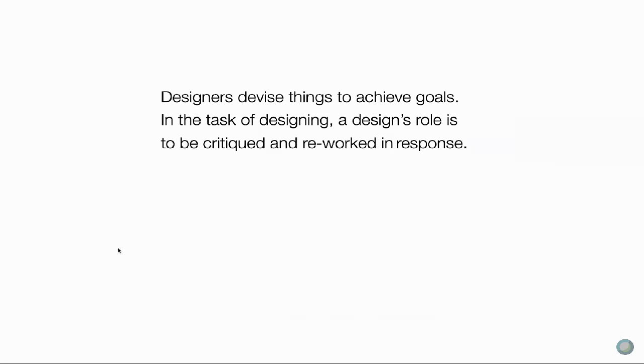So, direct interaction, we argue, is built around the fallacy of appealing to an oracle. Designers devise things to achieve goals. Goals keep changing. The task of designing a design's role is to be critiqued and reworked. So, to defeat the fallacy of an oracle, you build a feedback loop into the system, and you make the oracle transparent.